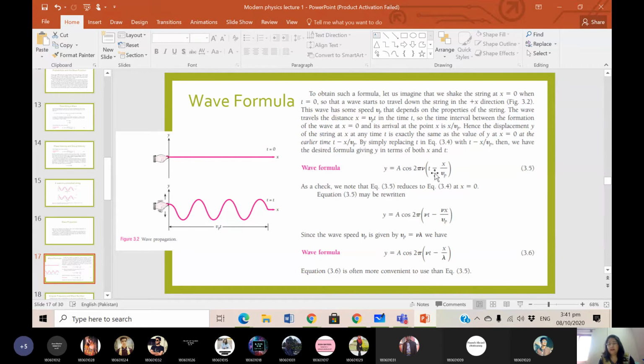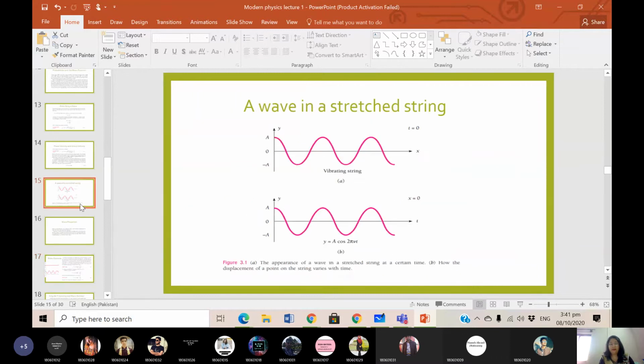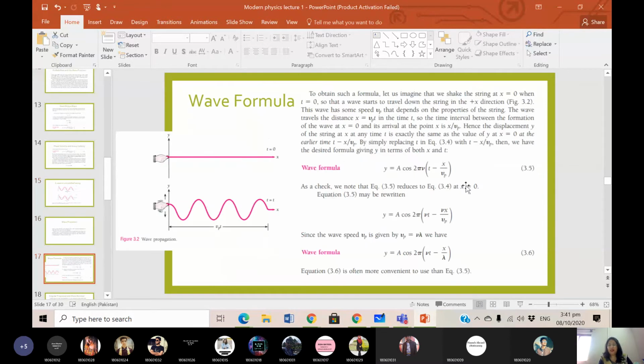So it'll get back to the same equation, which is a cos 2 pi ft. Similarly, if we put this equation in here, x is 0 in here, we will also get back the same equation. So this is our definition, and we can use it to say that we know this equation reduces to 3.5 at x is 0. That's exactly what we just said.